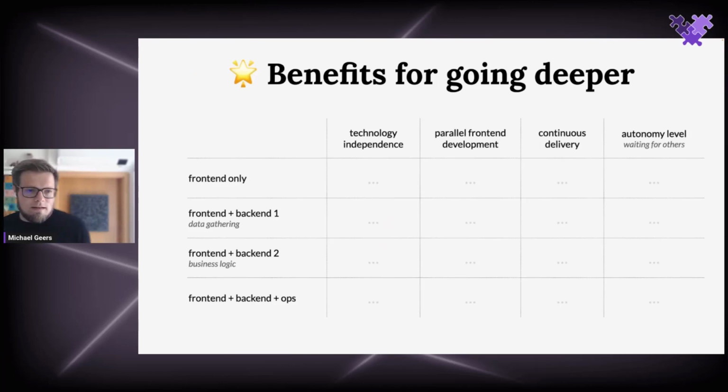I've created a little table. On the left side, you see the levels I showed before. And in the top, as the columns, you see different properties or different benefits we get for building a micro frontend architecture of a specific depth. And now I'll go step by step through the columns, explain what I mean with it, and then do a little filling out of this table and rating these properties.